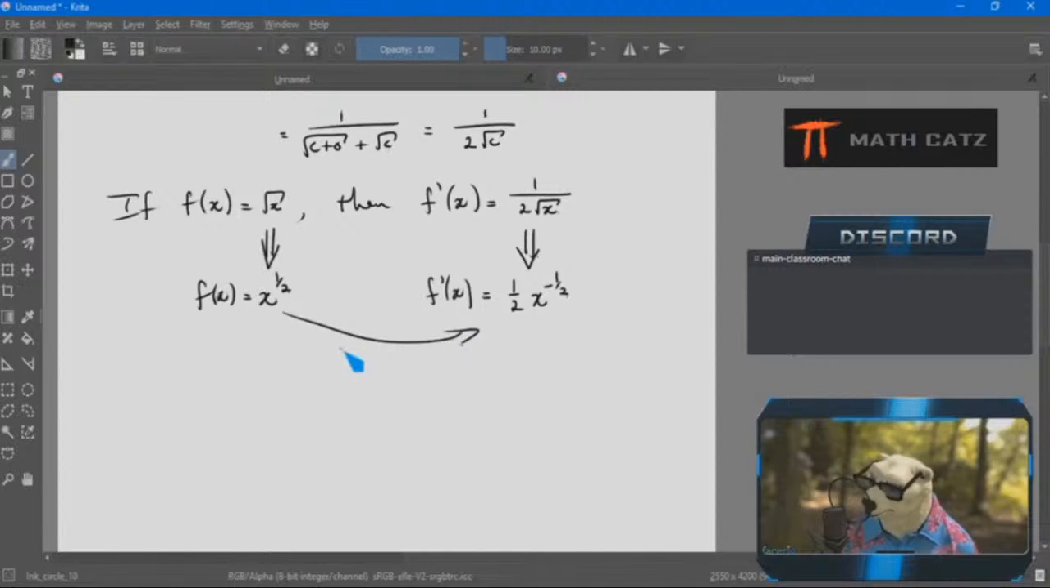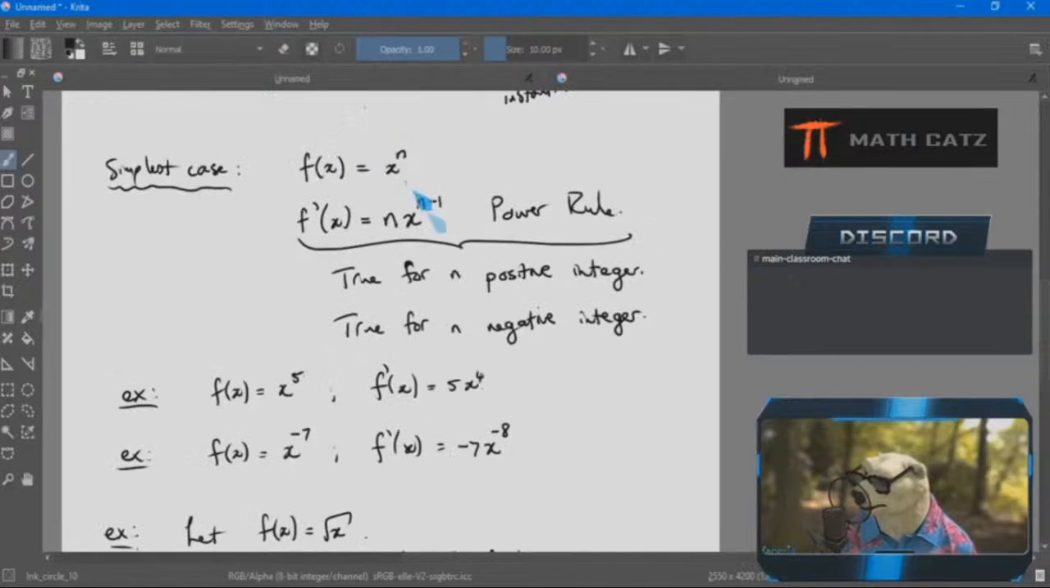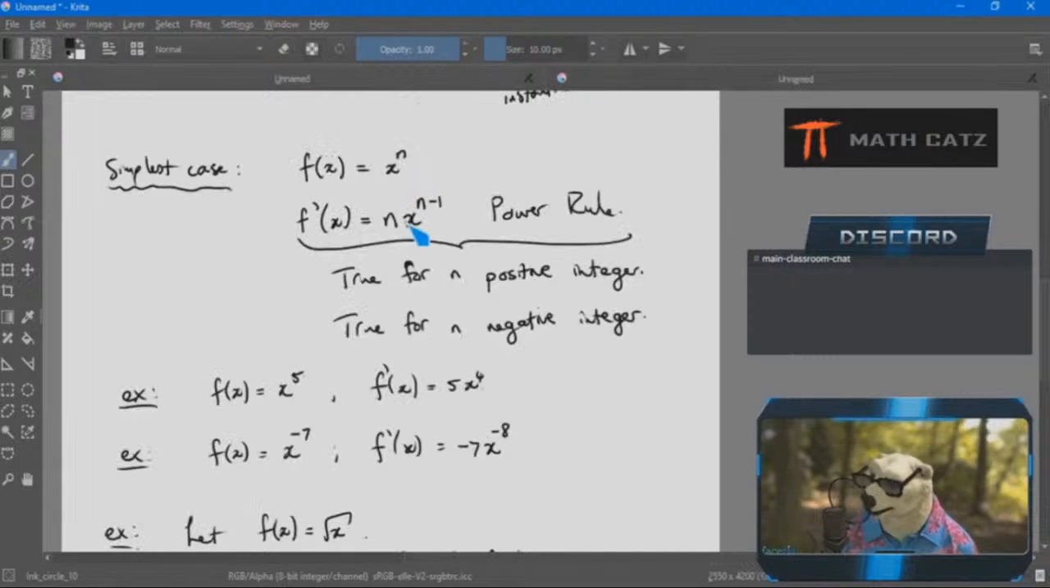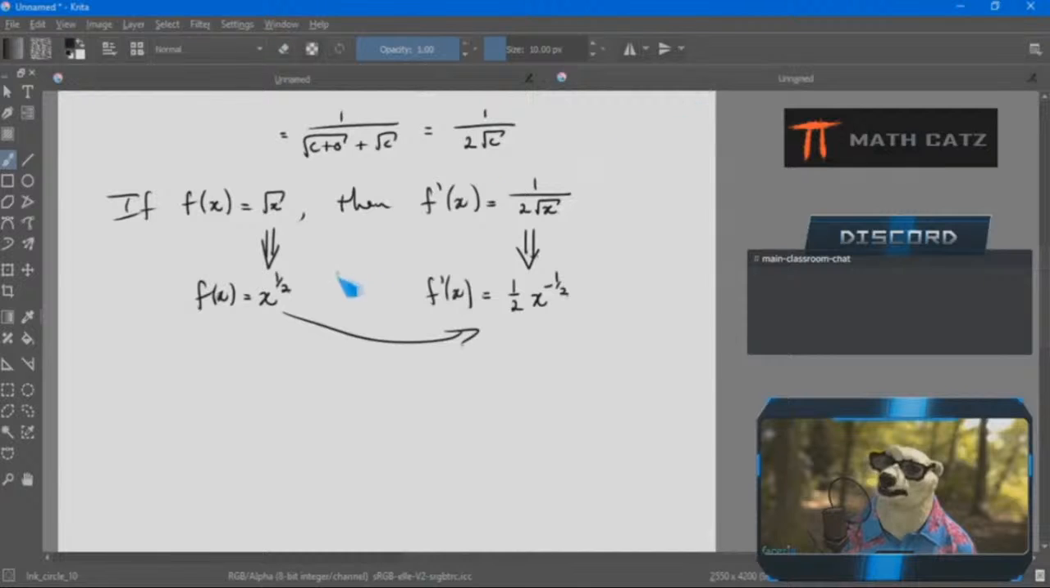Now, what would the power rule suggest? The power rule says take the power of x, move it to the front. Okay, the power of x was 1/2. It is at the front now. And then the new power of x is 1 less. Well, 1/2, what it was originally, minus 1 is negative 1/2. So the power rule works in the sense that following the power rule gets me to the derivative function as well.